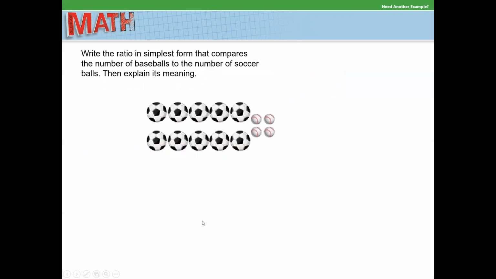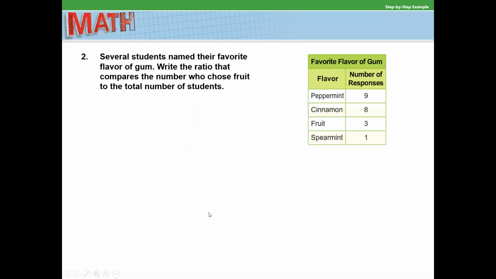On this example, pause your computer, do the math in your math notebook, save it for later, show all of your work. Write the ratio in simplest form that compares the number of baseballs to the number of soccer balls, then explain its meaning. Pause the video, show all of your work. When you're ready, press play.